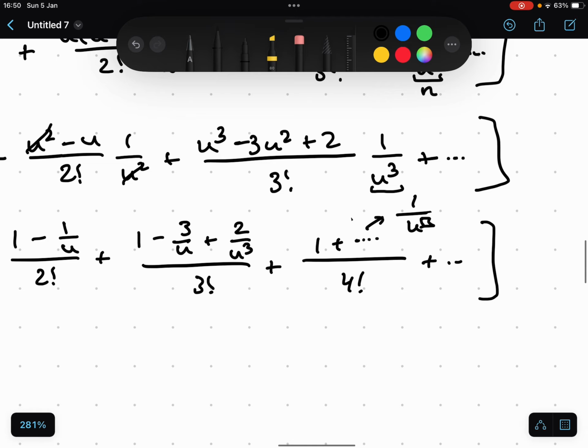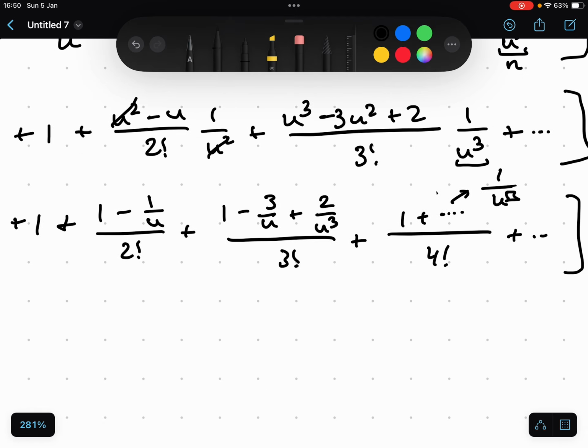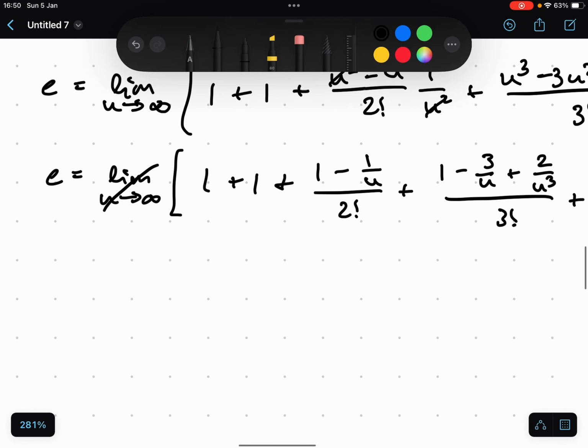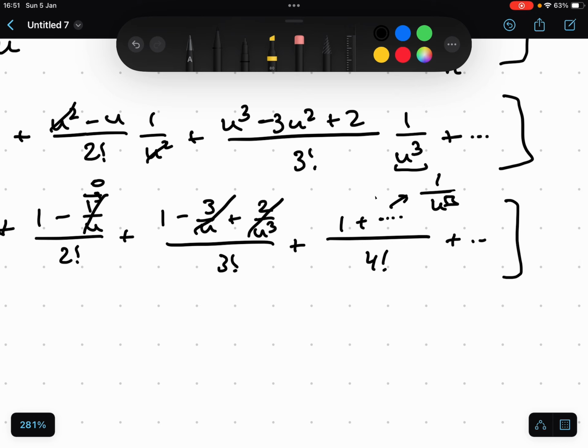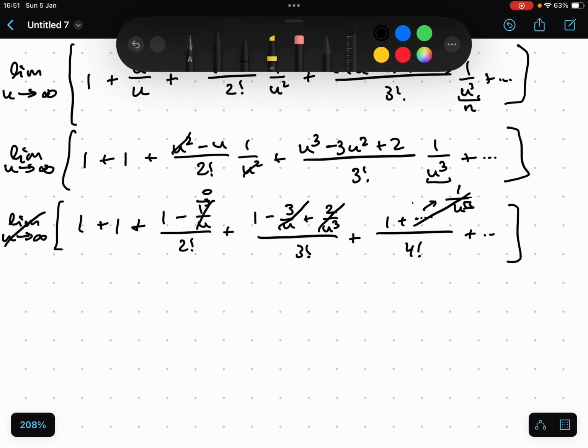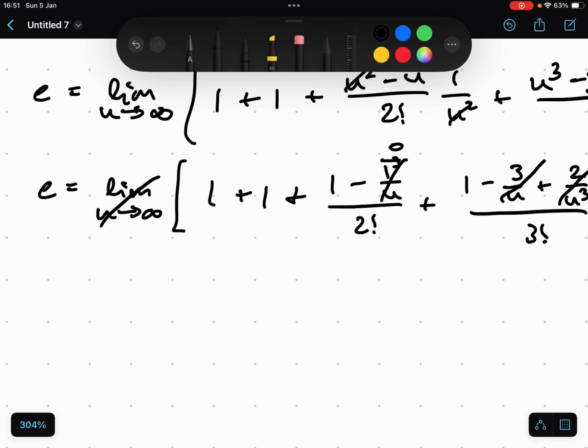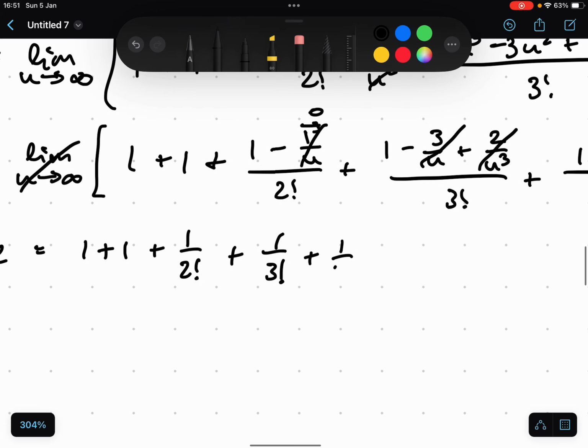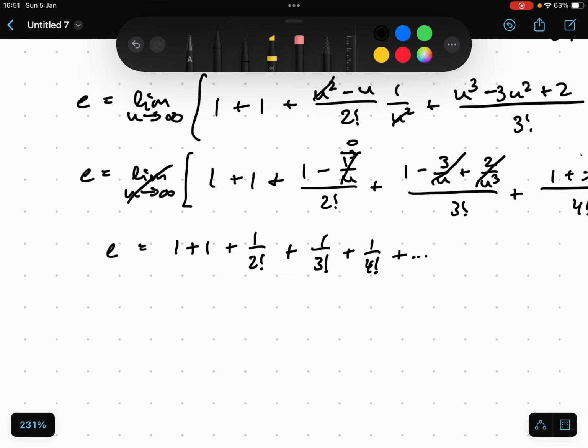Now, if that's the case, then with the limit, as this goes to infinity, the whole thing goes to 0. I think you should be pretty confident with that. 1 over a really big number is a really small number. So you're just going to be left with that. So eventually this all cancels out, and what you're left with is 1 plus 1, and then 1 over 2 factorial, plus 1 over 3 factorial, plus 1 over 4 factorial, and so on and so forth. And there you go. You have your formula for e over here.